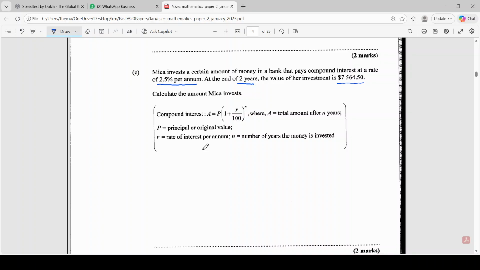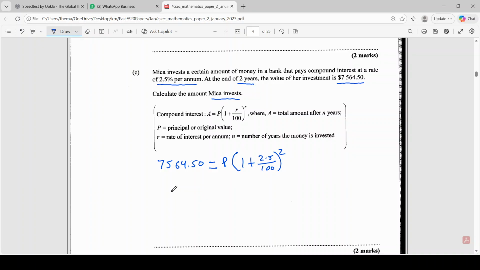Right, so let me plug in the information in this formula. A is the total amount after n years. So after n years, in this question, after 2 years, the total amount was 7564.50, equal to P, which is the original amount. Calculate the amount Micah invests. So you want to find out how much we invested. So therefore that is P. We don't know what that is, that we're going to find. 1 plus R is our rate, 2.5 over 100. And N is the number of years, that is 2 years.